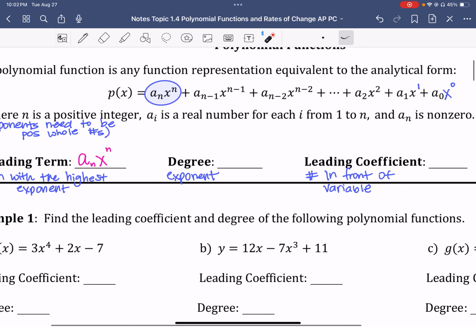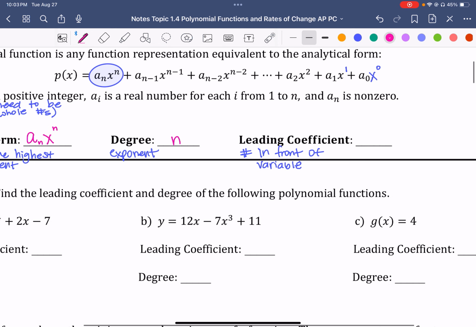Okay, now we're looking at that leading term. The degree of that term is n because the exponent is n. And the leading coefficient is the number in front of the variable, which would be a sub n.